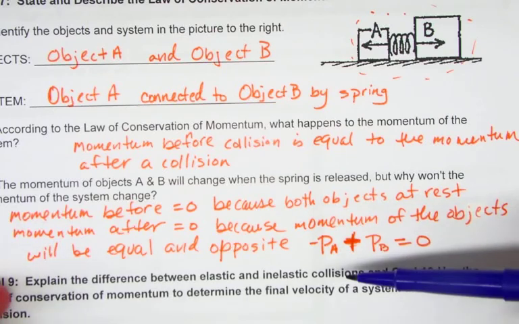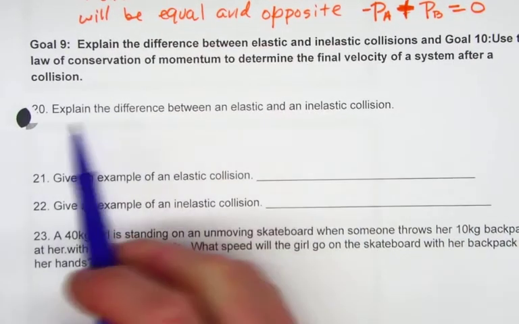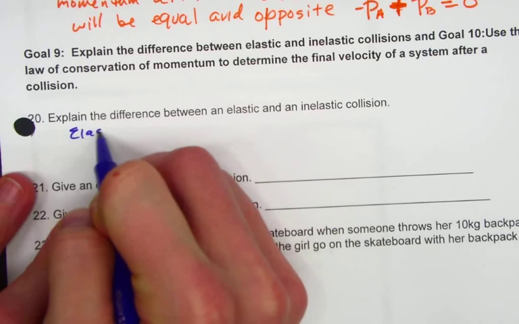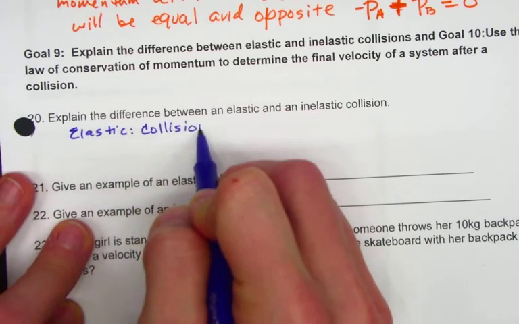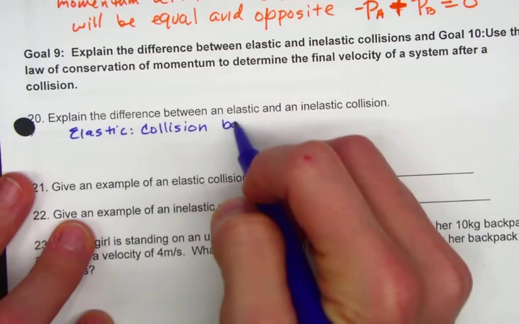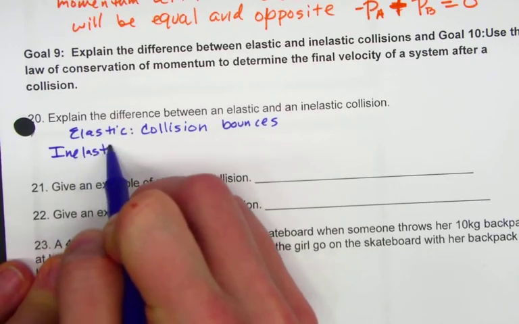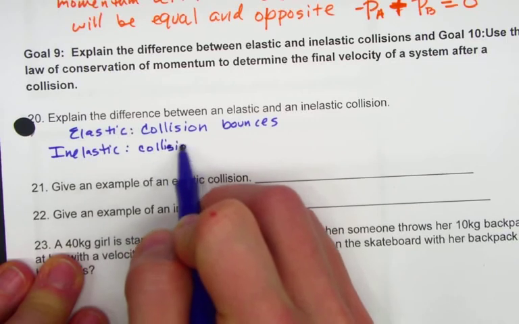For 9, we're going to explain the difference between elastic and inelastic. And for 10, we're going to use the law of conservation of momentum to determine the final velocity of a system after the collision. So to explain the difference between elastic and inelastic: for elastic, the collision bounces, and for inelastic, the collision sticks.